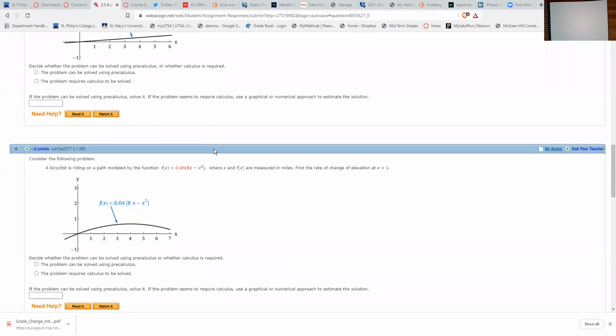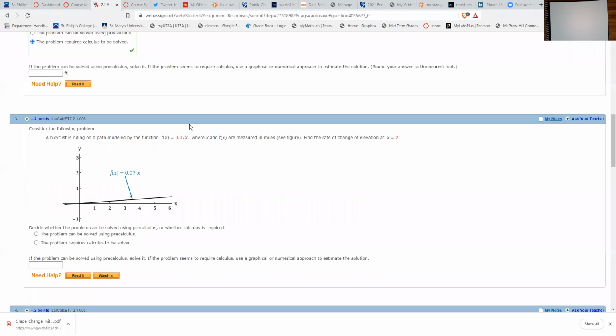Yes. Okay. Let's see here. Consider the following problem. A bicyclist is riding on a path modeled by a function, f of x equals 0.07x, where x and f of x are measured in miles. Find the rate of change of elevation at x equals 2. Okay. So here's my function. It's a linear function.